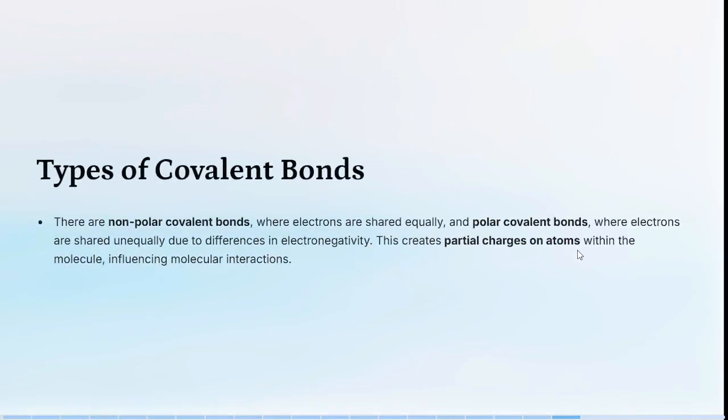So let's see the types of covalent bonds. We have two types: non-polar covalent bond and polar covalent bond. For non-polar covalent bond, the electrons are being shared equally. But in polar covalent bond, the electrons are being shared, but the sharing is not done equally.